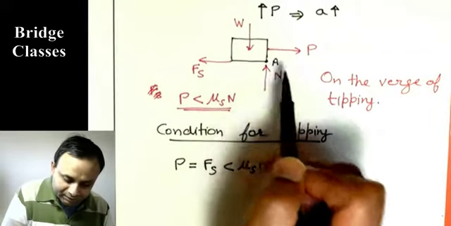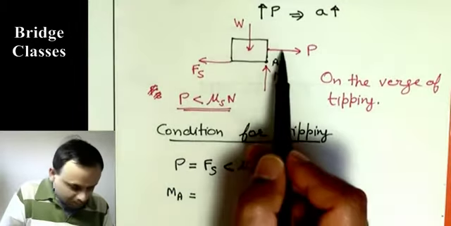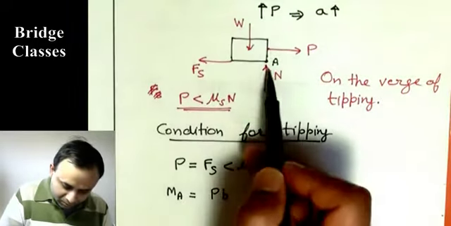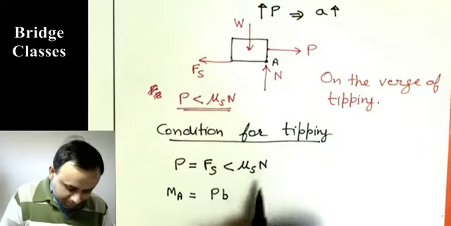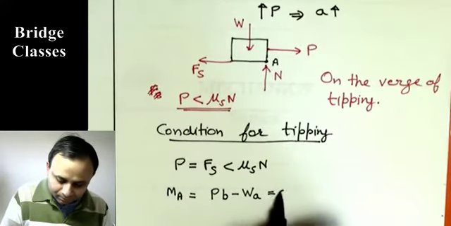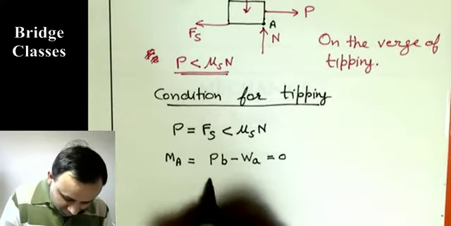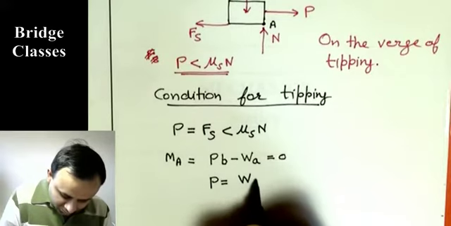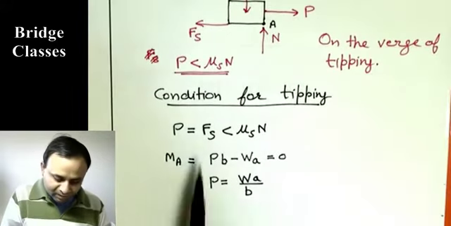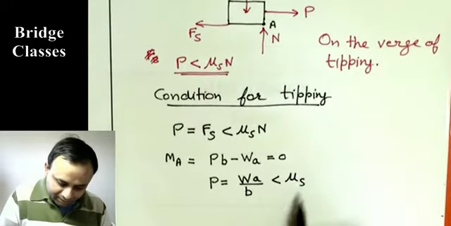So if we say this point is A, the moment about point A, which you can write as PB minus WA, this moment is just 0. So you get P is WA over B, and we have P is less than mu s N. It is less than mu s, and N is same as W.